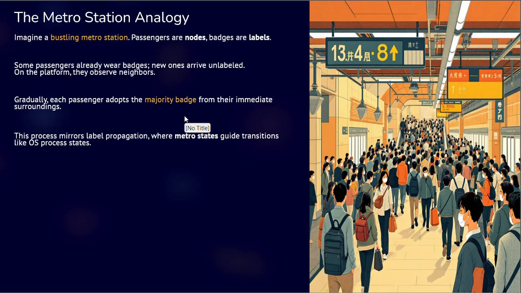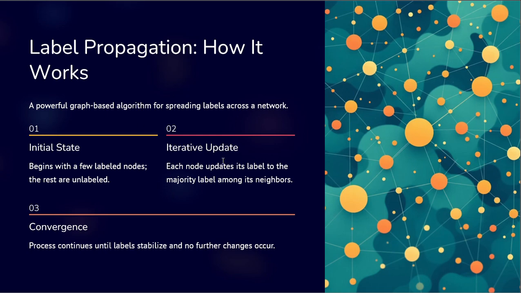And to make it easier to understand, I'm connecting this process to operating system states like new, ready, running, waiting, and terminated. So these are the states which we are gonna see in this PPT. So the next is how label propagation works.